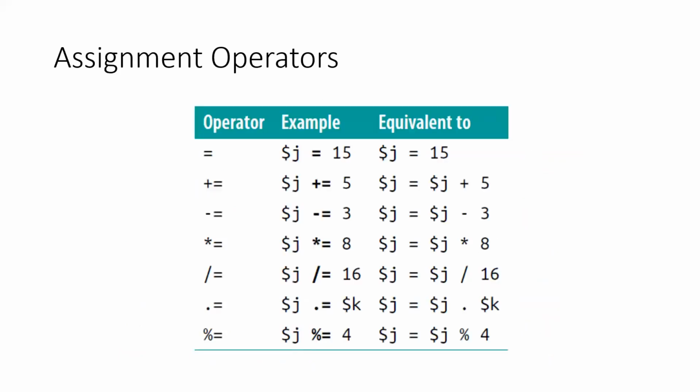The next is assignment operator. When you talk about assignment operator, we can use, for example, assigning value. For example, first one, we assign the value 15 to variable j. And then when you have the plus-equal operator, you get the existing value and then you add 5 to the existing variable.